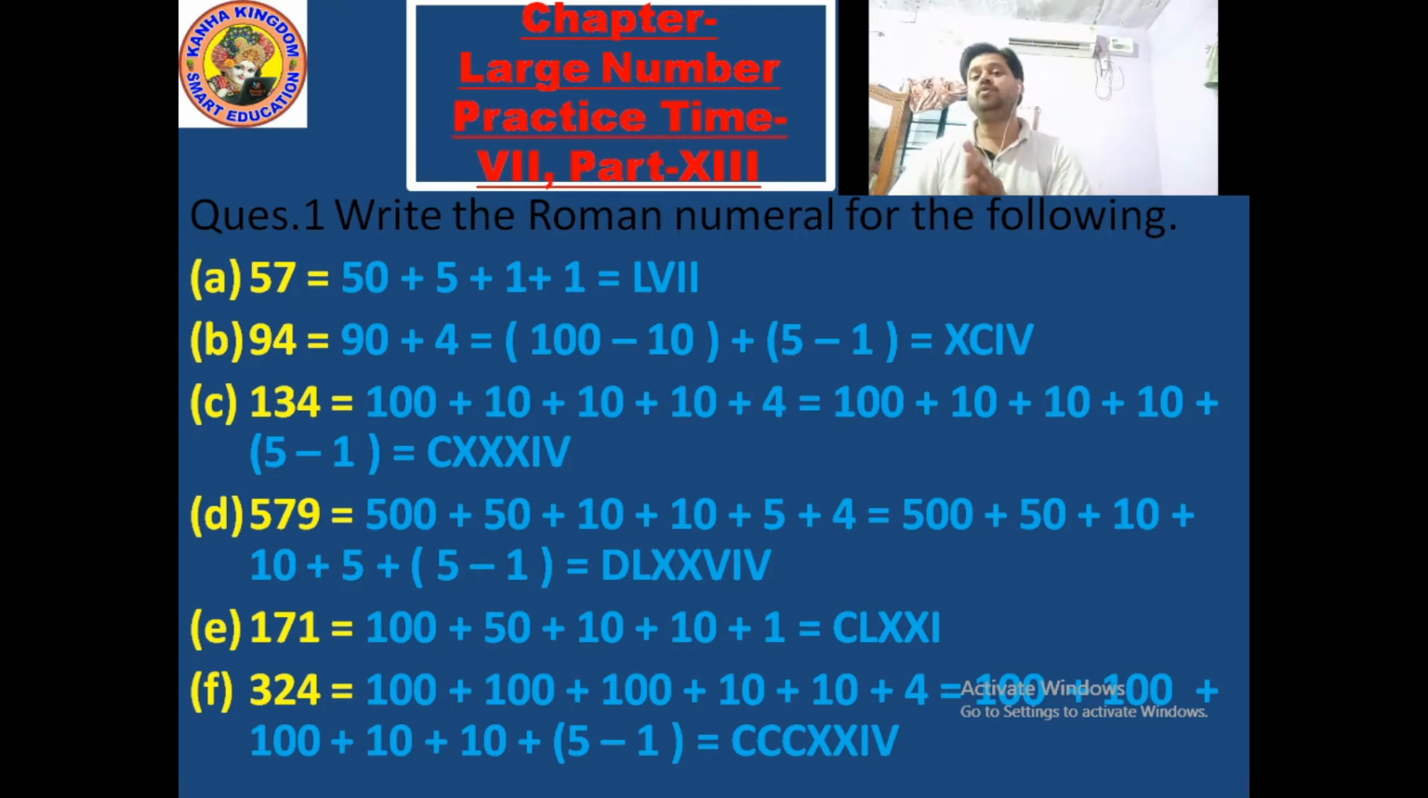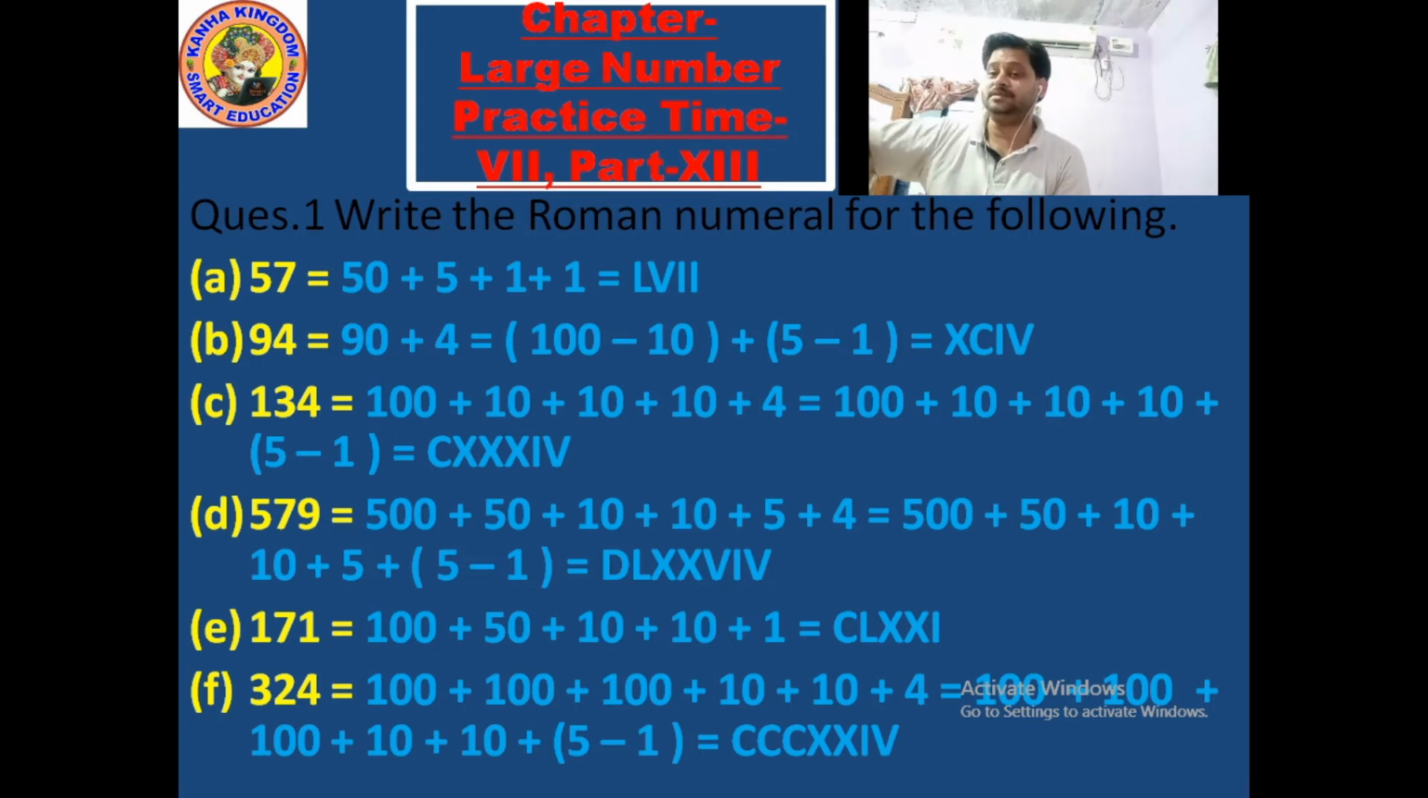Okay. Now move to D part of this question. D part is 579. So again you split it, according to the 7 main letters. So first 500 plus 70. How can we write 70? 50 plus 10 plus 10. Then 5 plus 4.